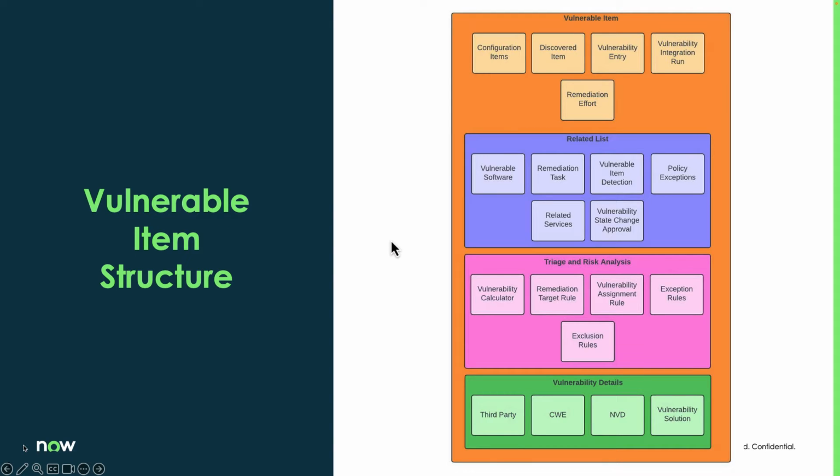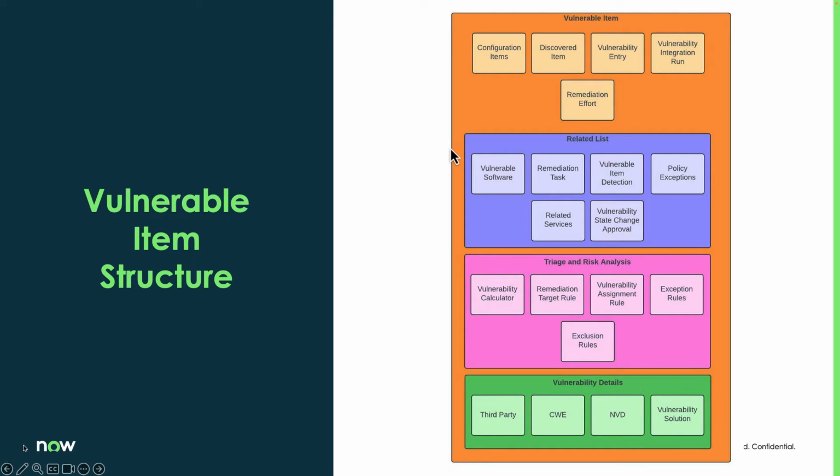So first off here we have vulnerable items. So on the vulnerable item form, we have a lot of references. We have references to configuration items, discovered items, vulnerability entries, the vulnerability integration run. What integration run created this record? And then also, if there's any remediation efforts tied to this vulnerable item, that will show up as well.